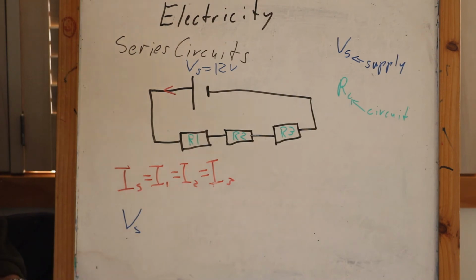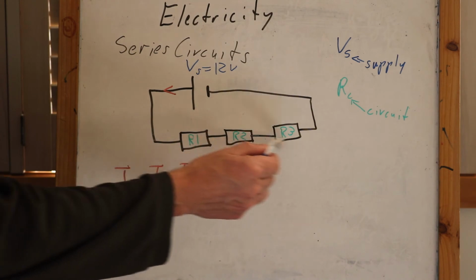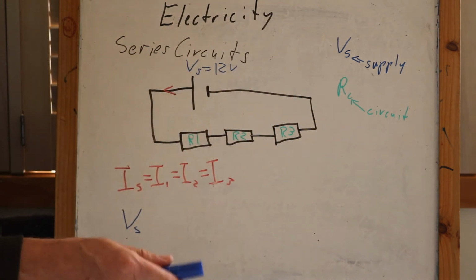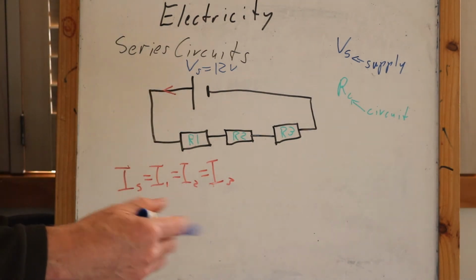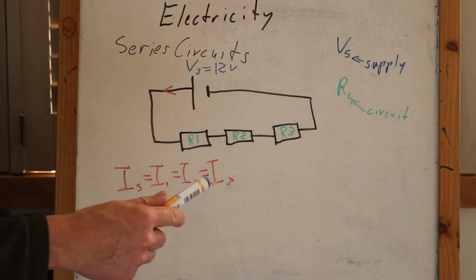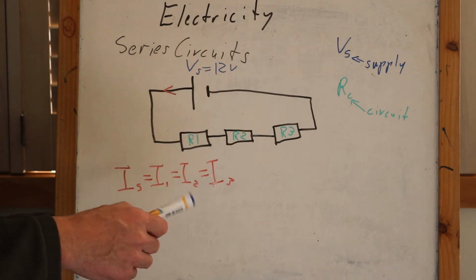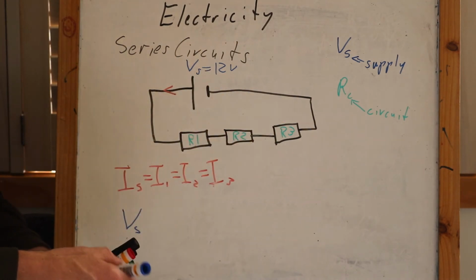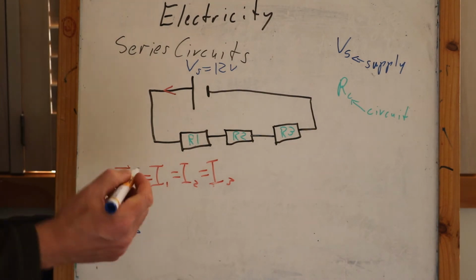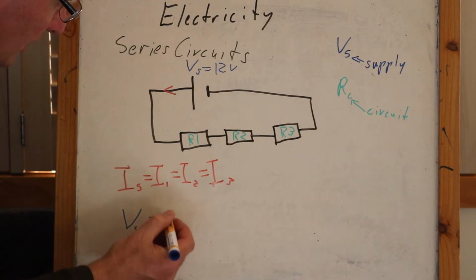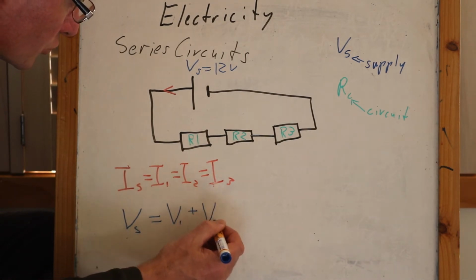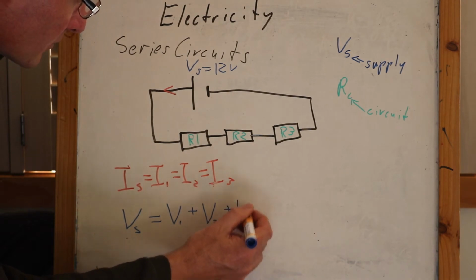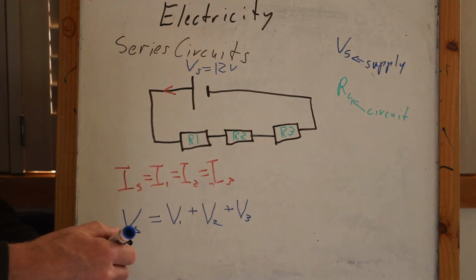The voltage drops as it crosses the resistor. But combined by the 3, it can't drop more than the supply voltage. Actually, it will have to, in this case, exactly drop by 12 volts. So the voltage will simply be split up, divided by these 3 resistors. So my supply voltage equals voltage 1 plus voltage 2 plus voltage 3.